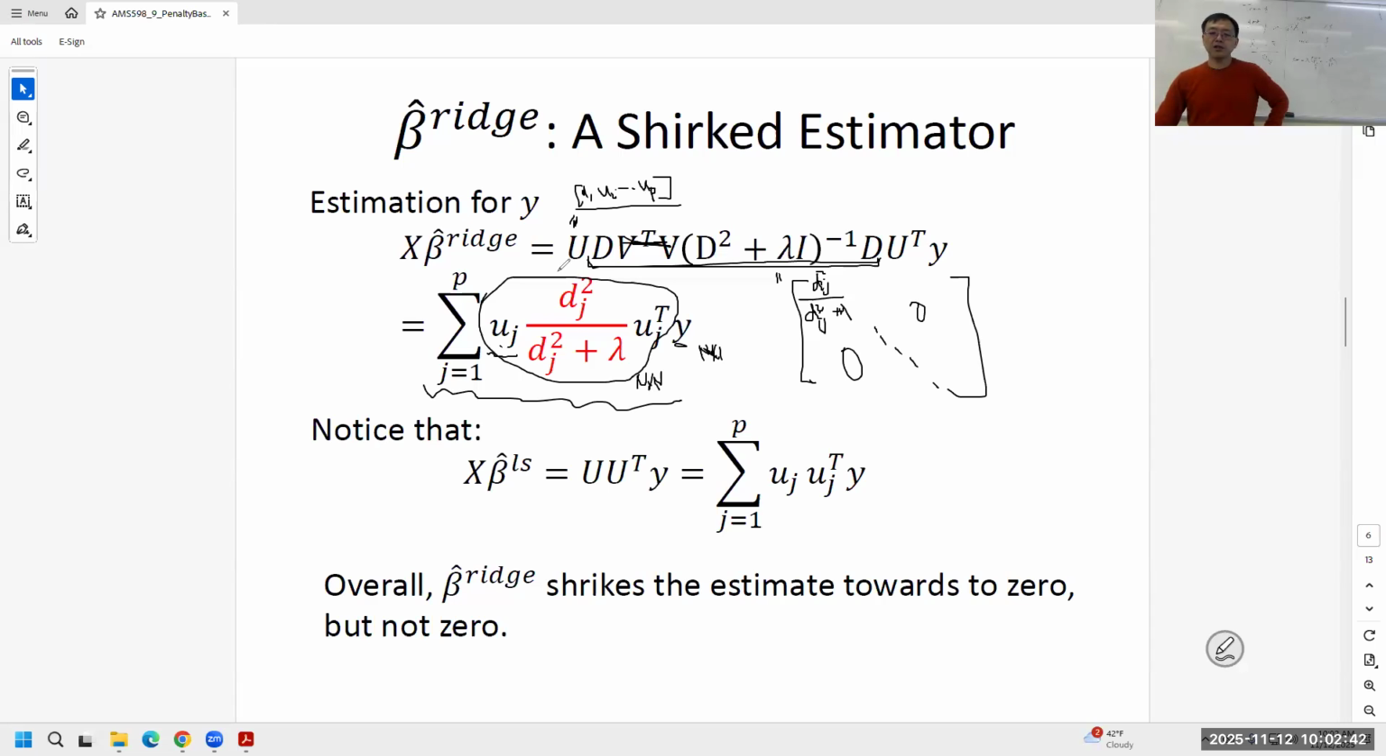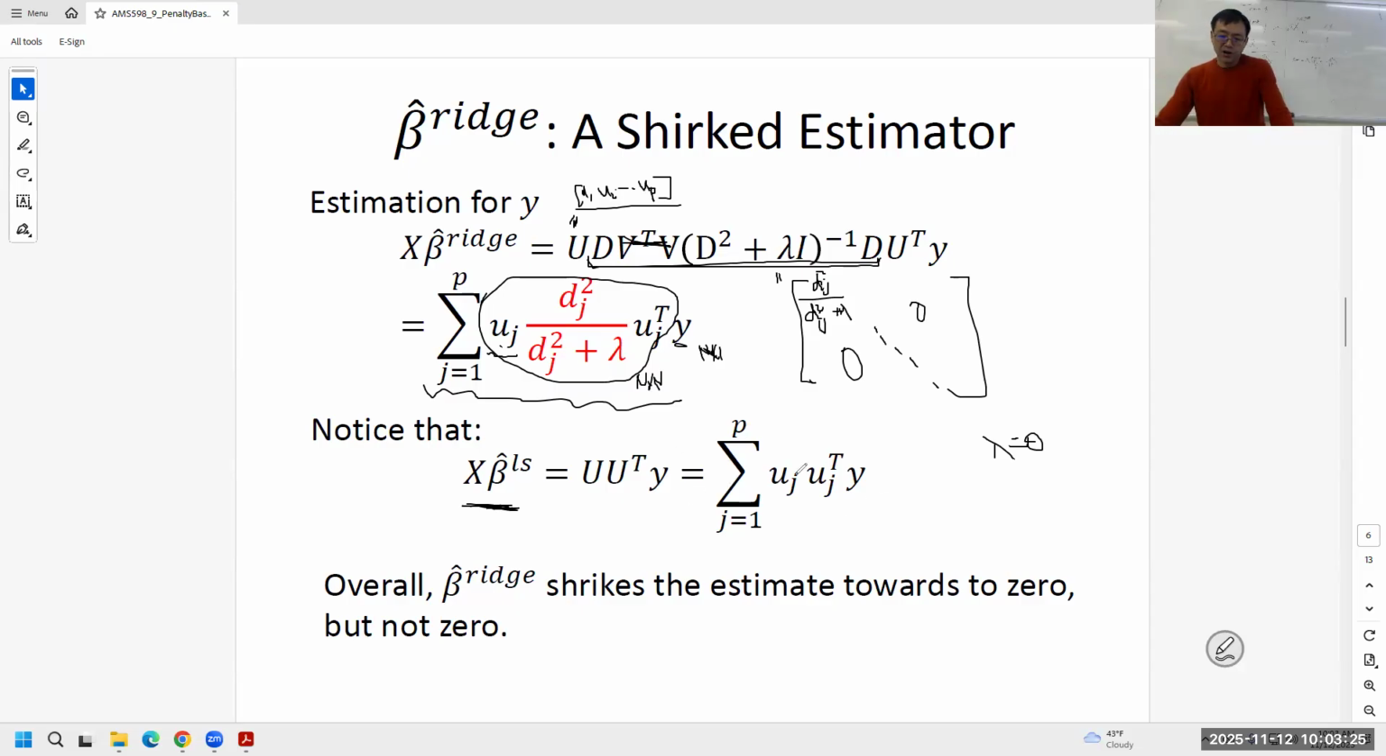But for each element, we scale it by dj squared over dj squared plus lambda. Compare this to the least squares estimation. As I said before, least squares estimation is just treating lambda equal to 0, right? Because when lambda equals 0 we don't have any penalty, so it becomes the least squares estimation. Then the middle part is gone, and it becomes the summation of uj times uj transpose Y.